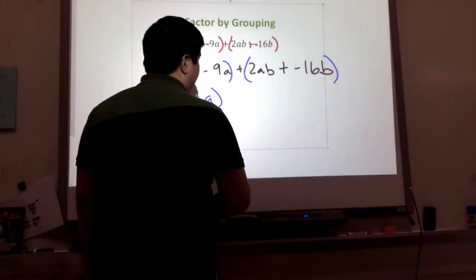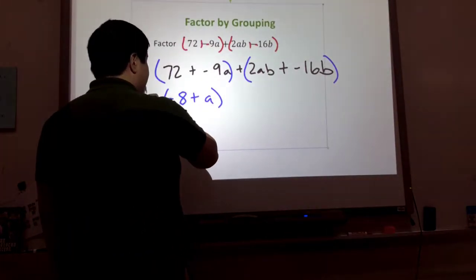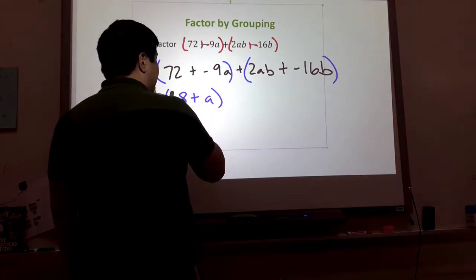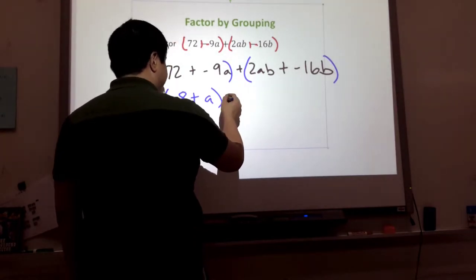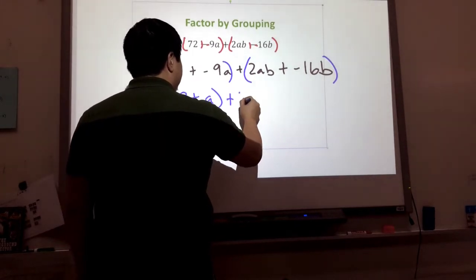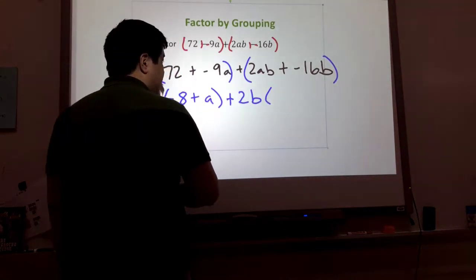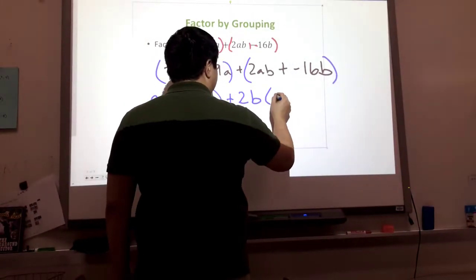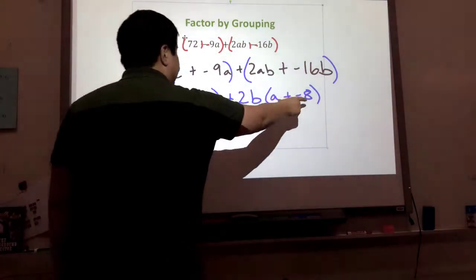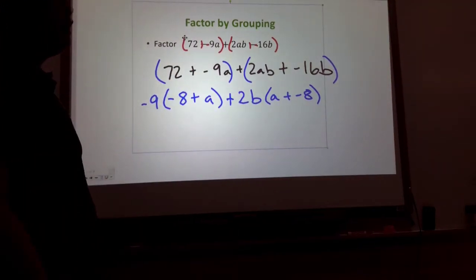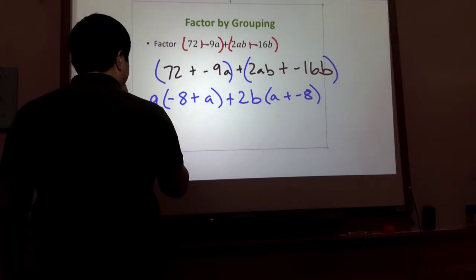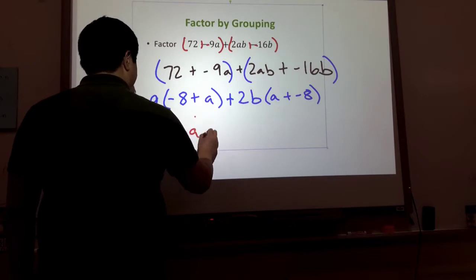Over here, we can factor out a 2 or a negative 2, and b. A 2 and a b. So we're going to factor out 2b. We're left with a plus negative 8. And notice how these two binomials are actually the exact same thing. They're just in reverse order, but that does not matter. So we can factor those out because those are exactly the same. We get negative 8 plus a.